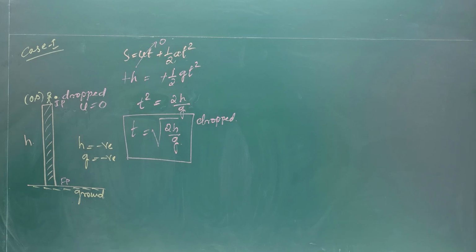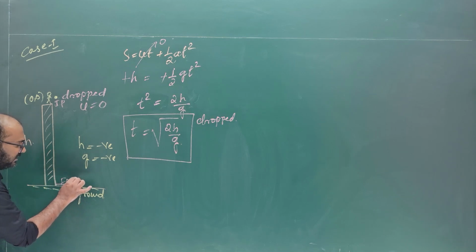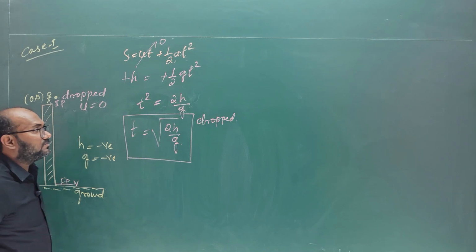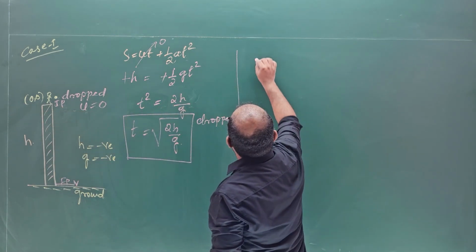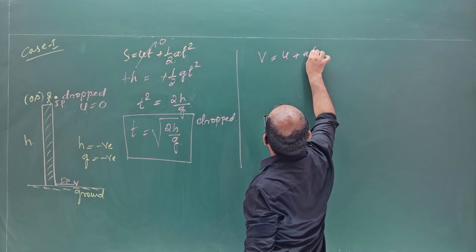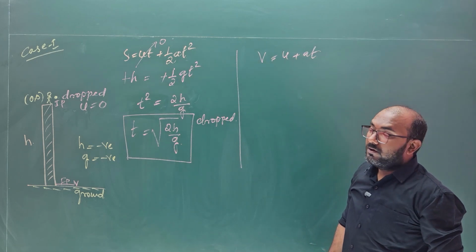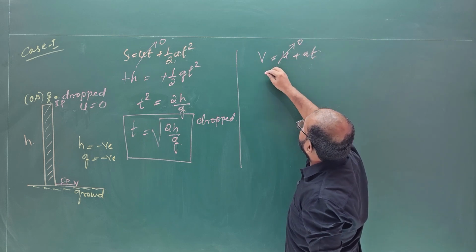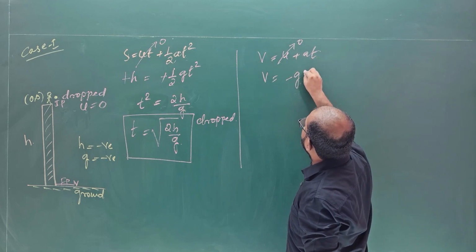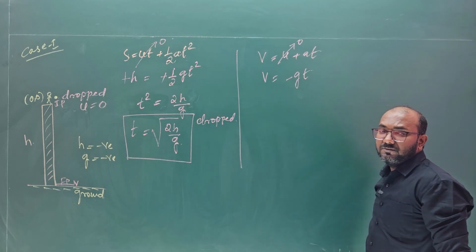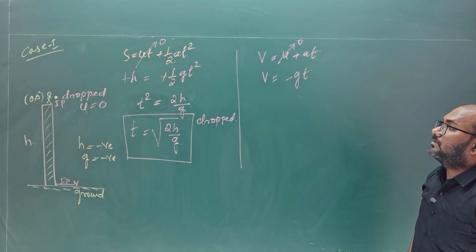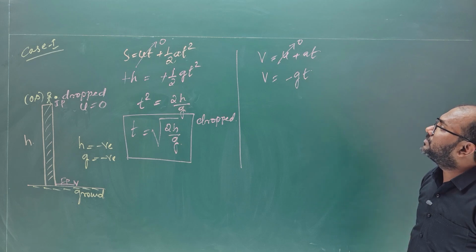Okay, then next. Similarly, can we also calculate what will be the velocity of the object just before hitting the ground? That means at this point, can I say v? If I want to calculate this v, then I will be using v is equals to u plus at, yes or no? Initial velocity is 0, so left out is v is equals to minus of gt. Now, the next thing, substituting the time value.